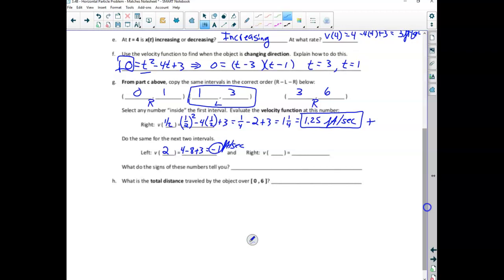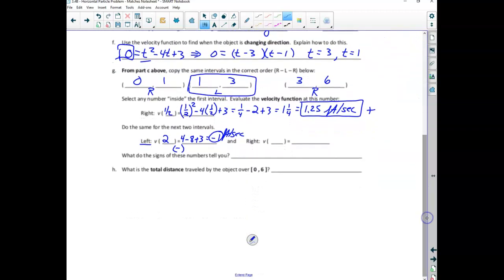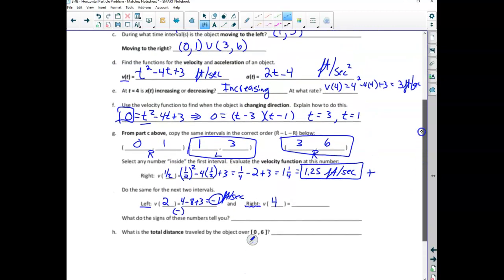Bottom line, what am I looking for? When I'm moving left, my velocity is negative. I can see that in this graph, because when velocity is negative, I must be moving towards the negative, or towards the left, in a horizontal motion problem. Let's make a guess. What do we think? We're going to move to the right. Let's pick one in this interval. We picked 4 in the previous, and 4 is within the interval from 3 to 6. So let's do that. That was 3 feet per second.